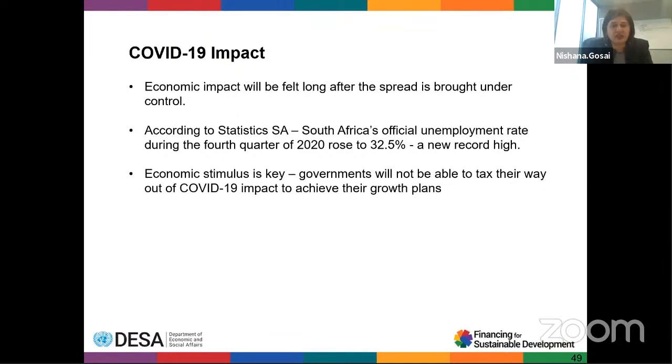In South Africa, our official unemployment rate during the fourth quarter of 2020 rose to 32.5%. And all I can say is, and I'm not even an economist or somebody that is well versed with how countries are run, but in my very layperson view, I can almost see that we are not going to tax our way out of COVID and the impact in order to generate revenues. We are going to have to grow our way out of this.